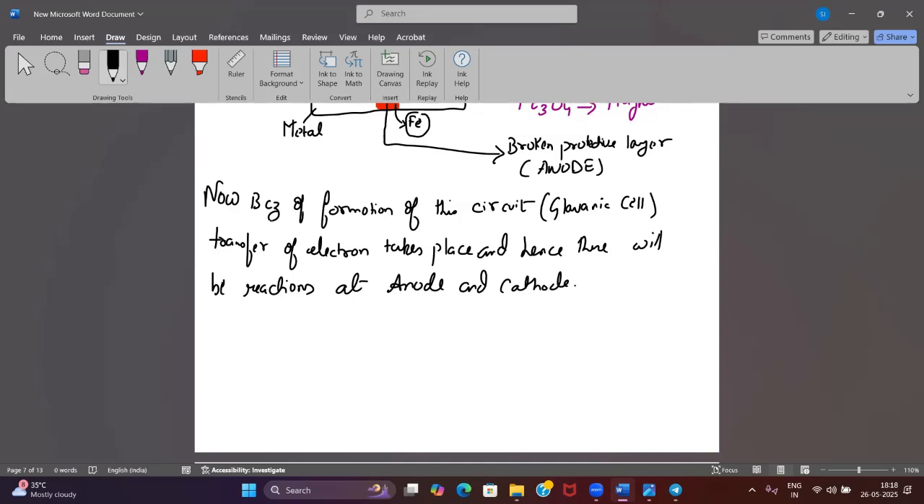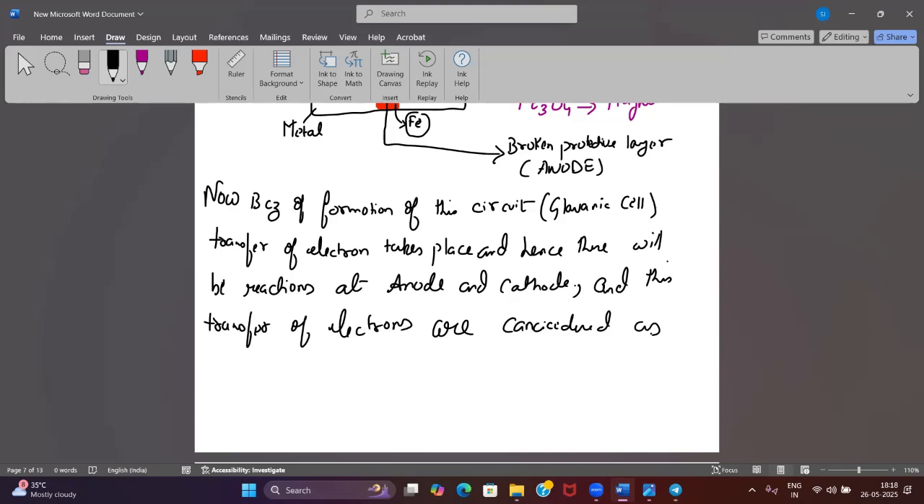Let me see what I've written now. Because of the formation of the cell, transfer of electrons takes place, and hence there will be reactions at anode and cathode. And this transfer of electrons is considered as electrochemical corrosion.